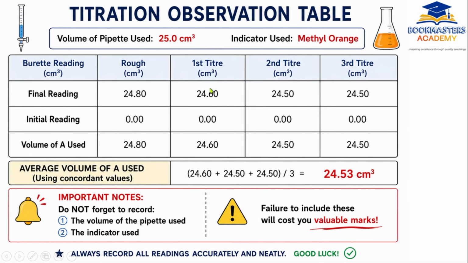Also, don't include titre values that differ by more than 0.2. This is 24.60. This is 24.5 and 24.5. These three values were included. The rough is more than 0.2 apart. So that is what is stated.